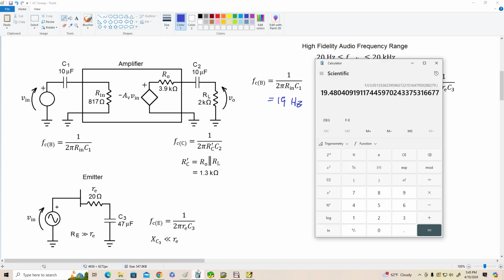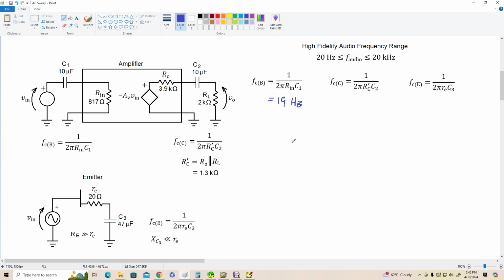Let's check our collector side. So we've got 2 times pi times R prime C, which is 1300, times, again, 10 microfarads. And our output corner frequency is about 12 Hertz. That's even better. So we're looking good so far.